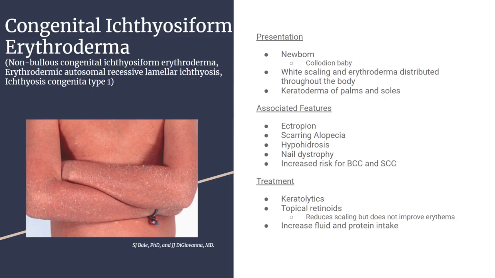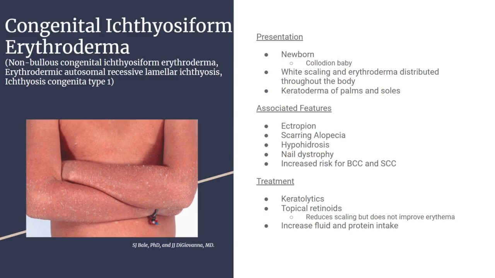Collodion babies, like I said, you'll see that a few times associated with certain syndromes. But you'll have a collodion baby. You'll also have white scaling and erythroderma distributed throughout the whole body. You'll see a keratoderma of the palms and soles. With the collodion baby and syndromes that are more severe, you're going to see ectropion, scarring alopecia, hypohidrosis, nail dystrophy.